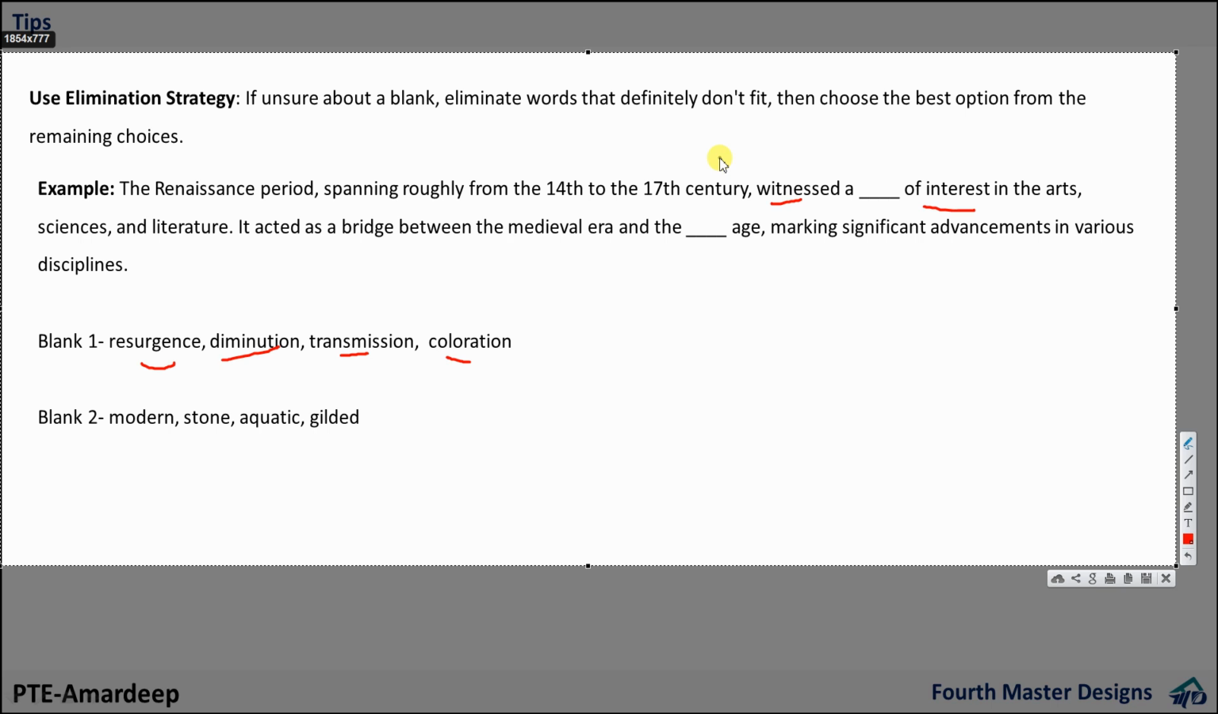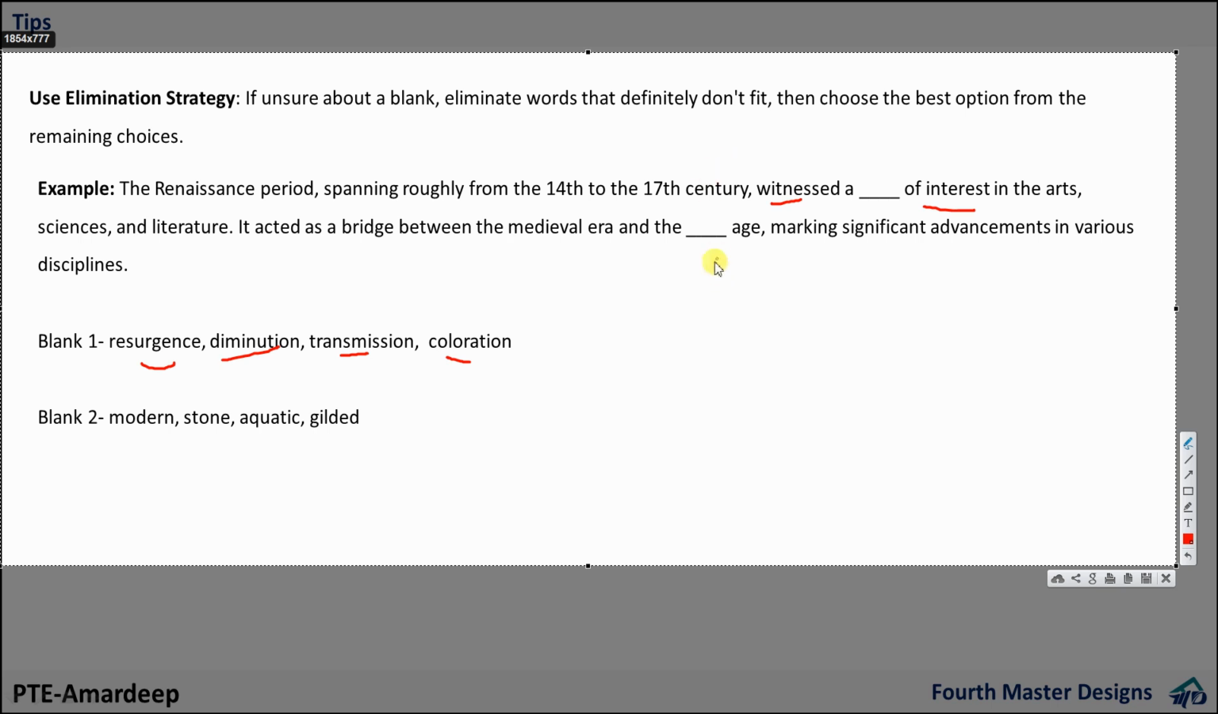Now, what is the diminution here? Diminution means a reduction or decrease. Okay, diminution is a reduction or decrease. If you knew the meaning, fine. Otherwise, you would have faced a problem here.